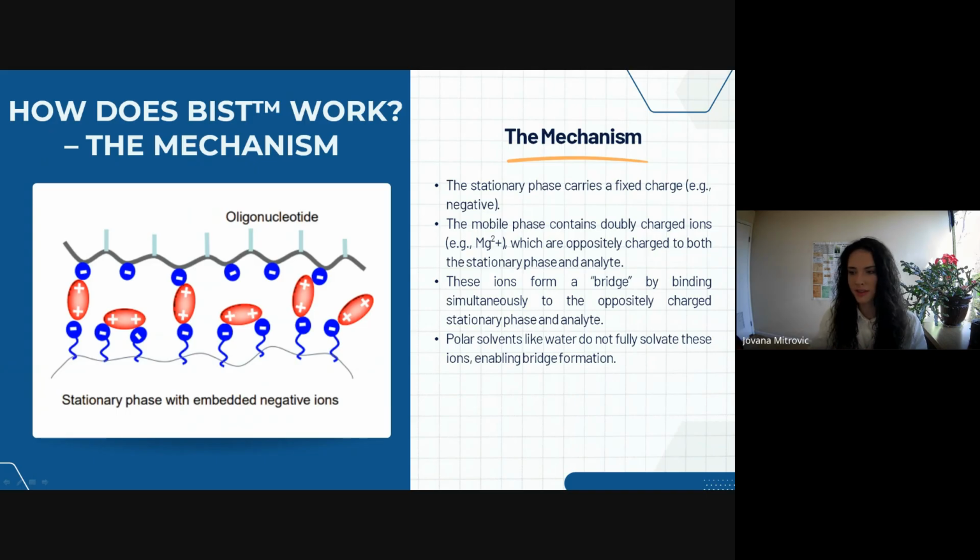Therefore, by controlling the amount of water in the mobile phase, we can control the retention of the molecules. High organic content would promote the bridge formation and interaction of oligonucleotides with the stationary phase. And by increasing water content, the bridge weakens and the analyte elutes. So in short, the bridge acts as a controlled mediator, giving us both stability and selectivity for charged analytes.